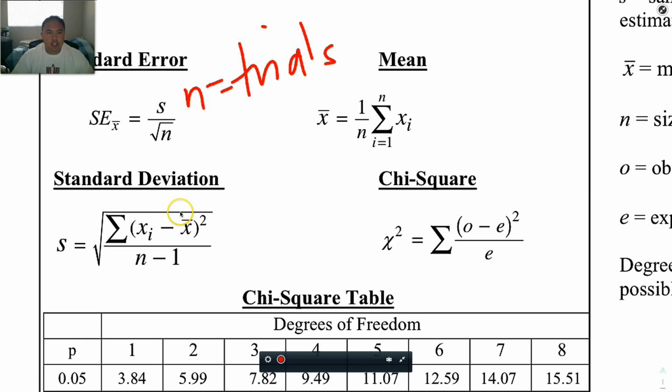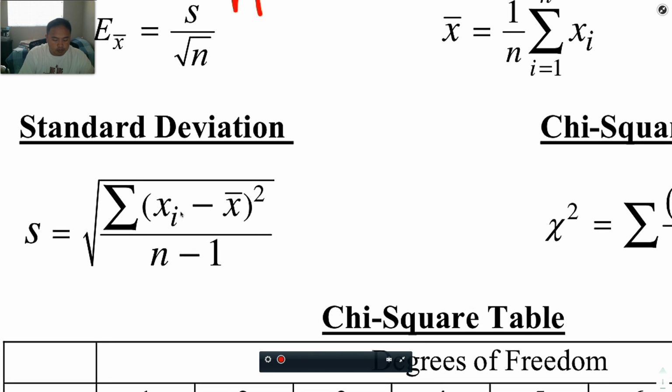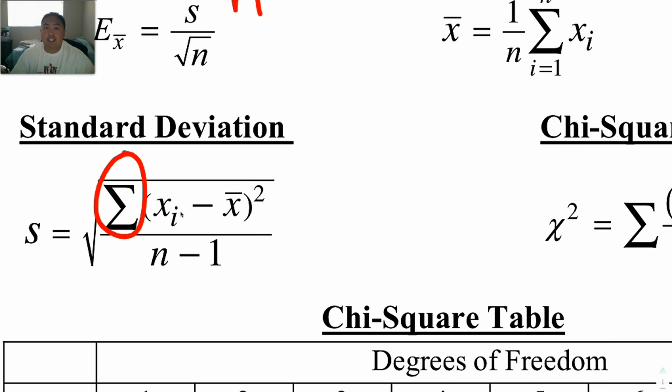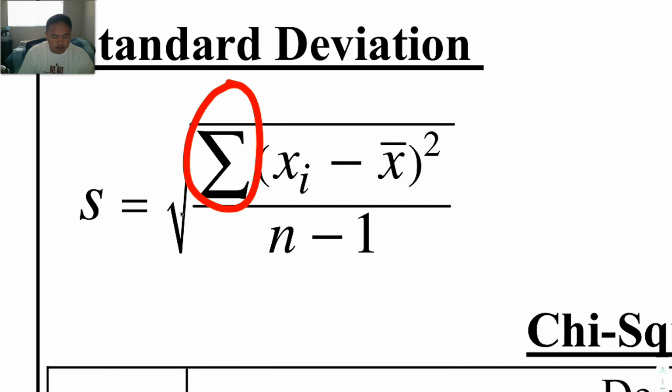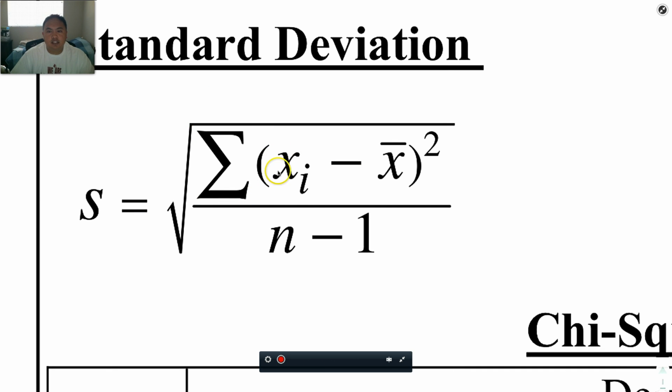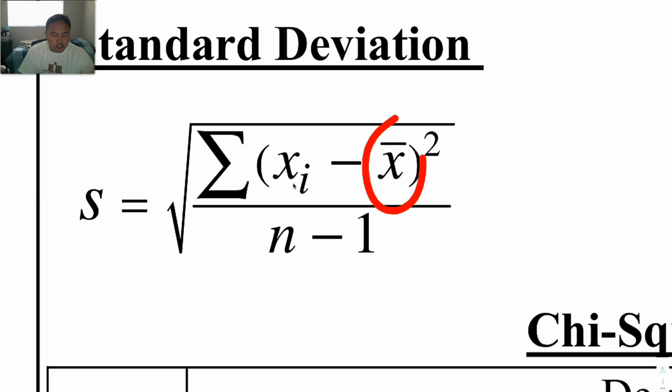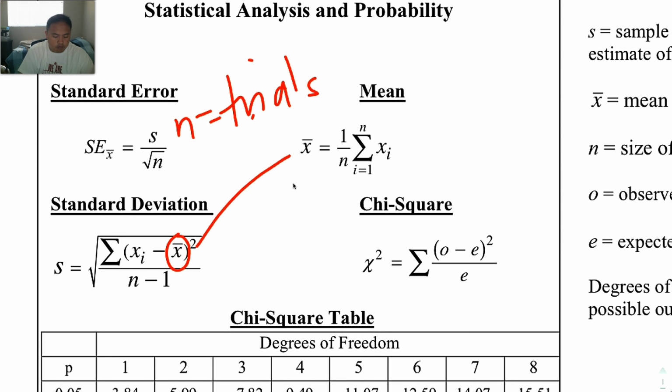Standard deviation looks like this. Some of you in calculus know what this means, and some of you don't. This sigma means the sum, to add everything, basically. So to calculate standard deviation, you add xi, the I meaning you're basically adding every value that you have, minus x with a bar on top of it. And you may be wondering, what's x with a bar on top of it? X with a bar is the mean.